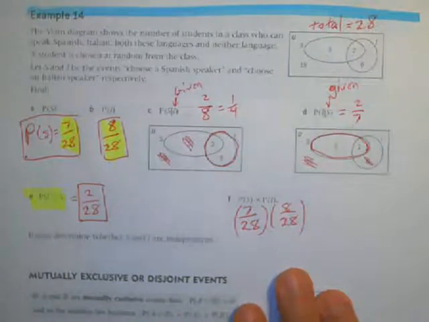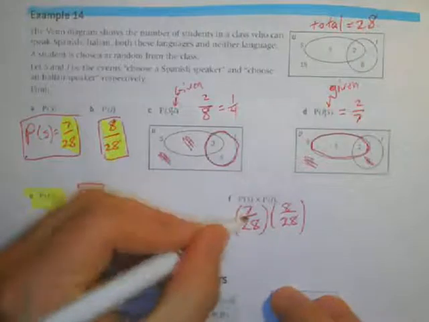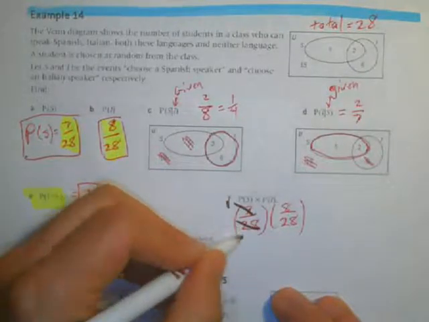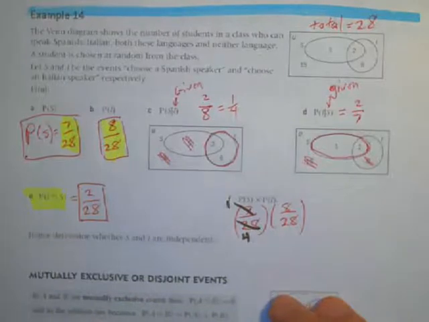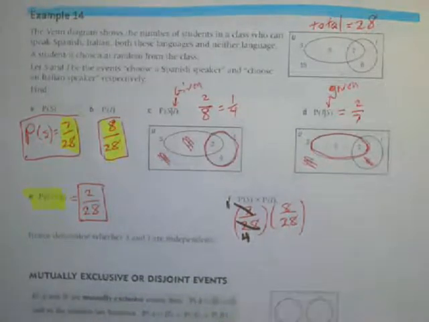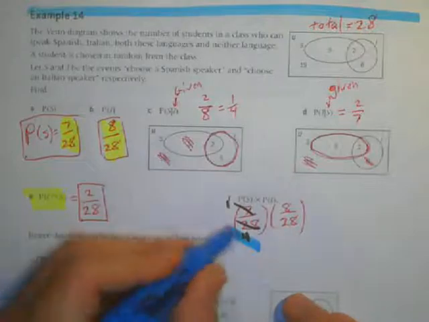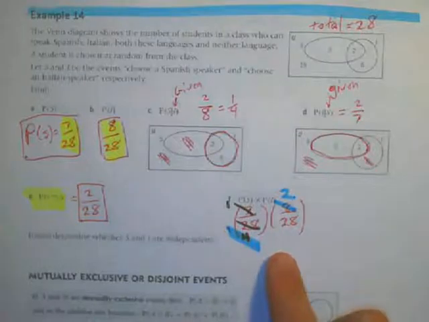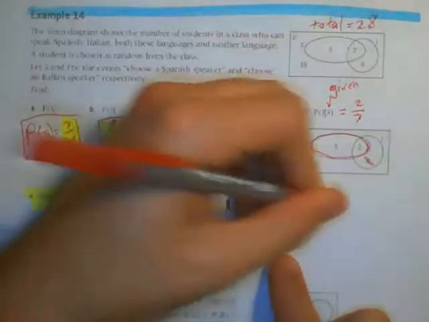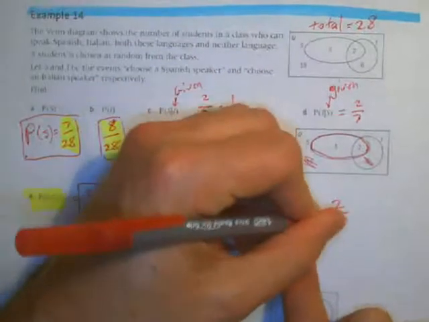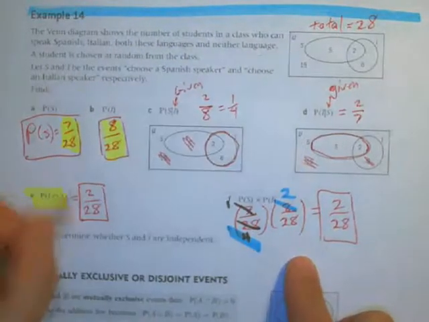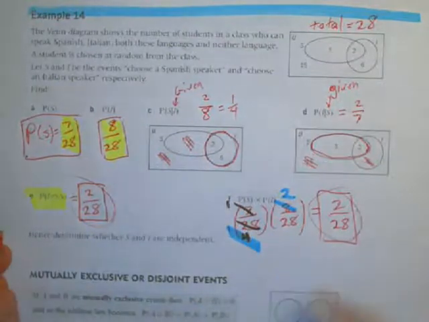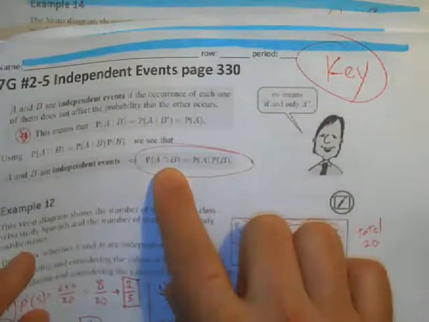Well, first of all, 7 goes into 28 4 times, and we know that 4 goes into 8 twice, right? So I end up with 1 times 2, which is 2, and over 28. And are those the same? Yes. So does it meet our representation of the intersection of A and B equals probability of A times probability of B?